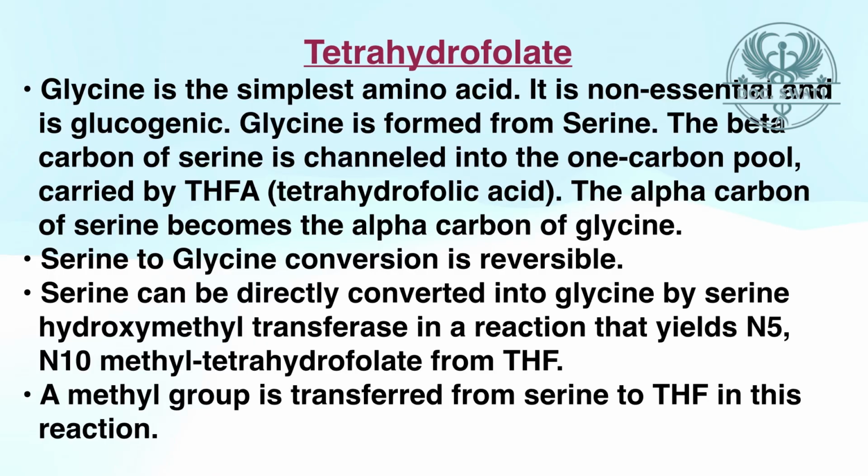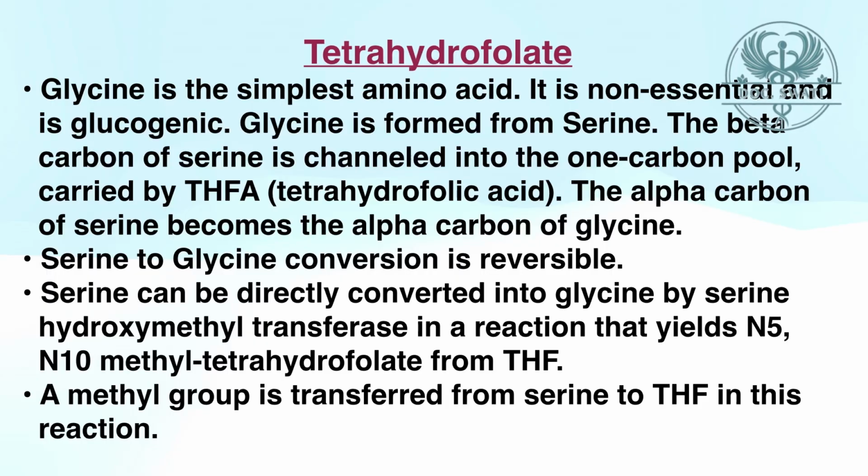Glycine is the simplest amino acid. It is non-essential and is glucogenic. Glycine is formed from serine. The beta carbon of the serine is channeled into the 1 carbon pool carried by THFA, tetrahydrofolic acid. The alpha carbon of serine becomes the alpha carbon of glycine. Serine to glycine conversion is reversible. Serine can be directly converted into glycine by serine hydroxymethyltransferase in a reaction that yields N5, N10 methylene tetrahydrofolate from THF. A methyl group is transferred from serine to THF in this reaction.